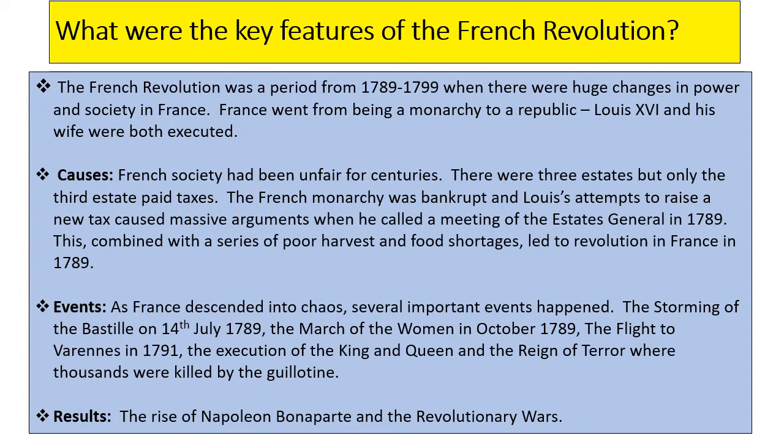So all of that, French society, the bankruptcy of the monarchy, all of that combined with poor harvests, which led to food shortages, led to the revolution in France. Now, if you move down to the next bullet point, several very important events happened during the French Revolution, which of course we studied in class.